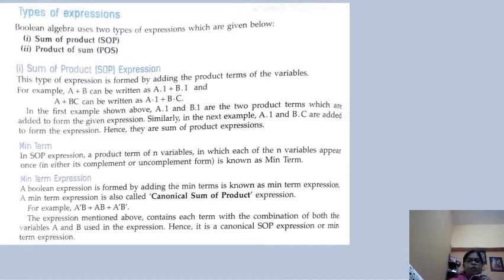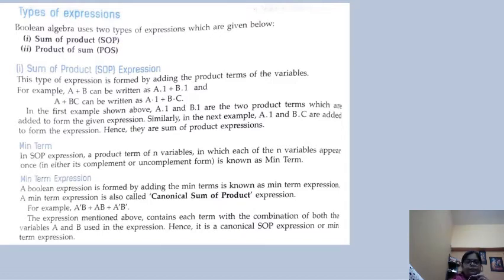For example, two variables a and b can be written as a dot 1 plus b dot 1, and if there are three variables, a plus bc can be written as a dot 1 plus b dot c. If a variable is missing, then we suppose it as a 1.